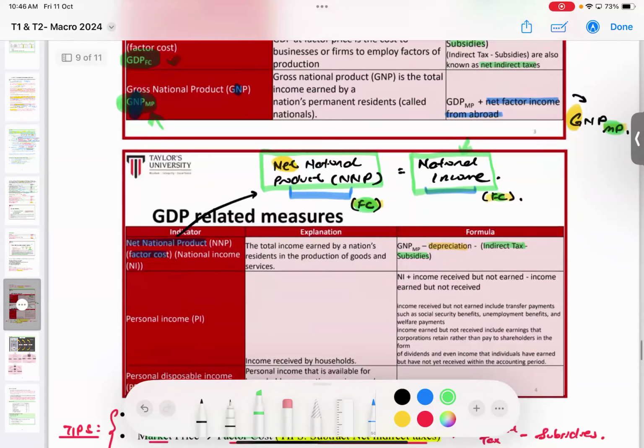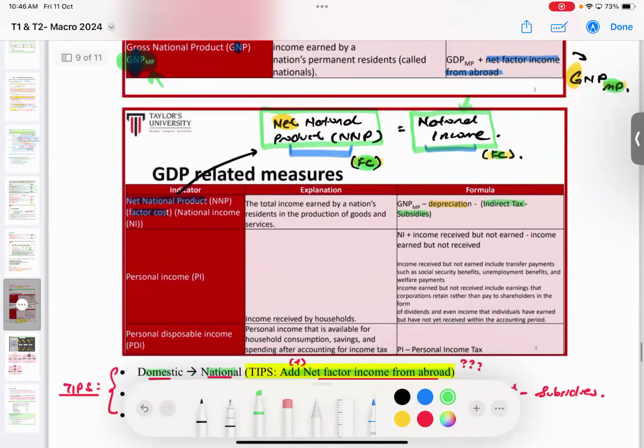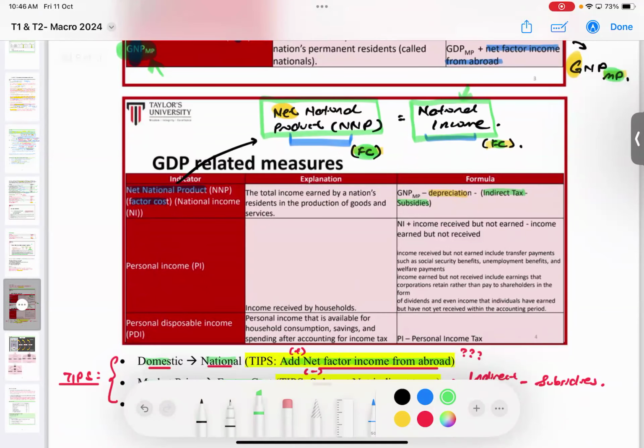Okay, now next one, personal income. What's the formula? Now you got the national income ready, right? So this one is for you to calculate the net national product, or we call it national income. Now I want to calculate personal income. So I need to add on the income received but not earned, and minus off income earned but not received.